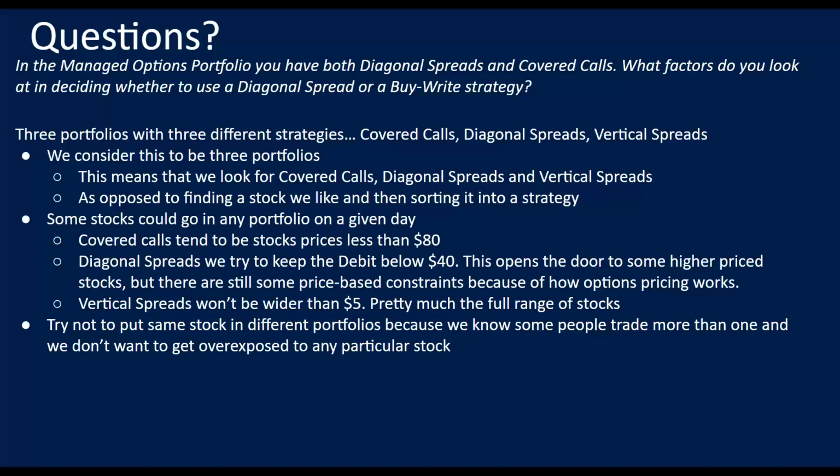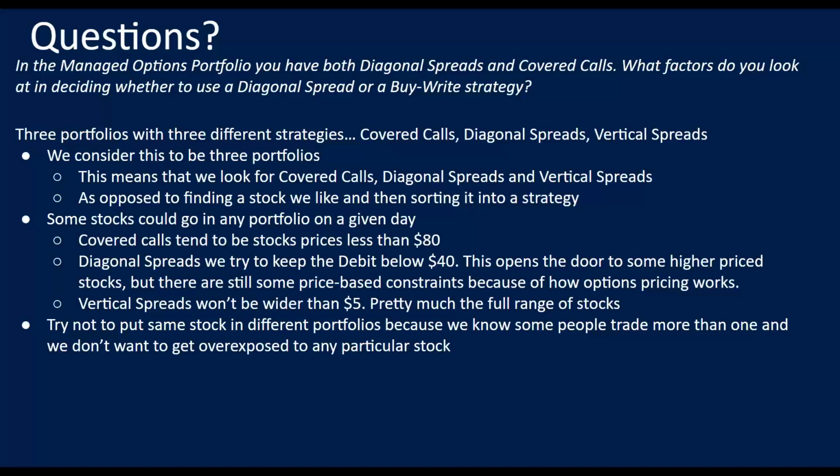And we treat them as 3 portfolios in the sense of 3 different products, right? So this means we look for covered calls, and we look for diagonal spreads, and we look for vertical spreads. And we have a process for each one of those. What that also means is we don't find a stock we like and then sort it into a strategy. What happens is we find a trade we like under one of those 3 categories. And yeah, there are some days where some stocks could go in any portfolio on any day.